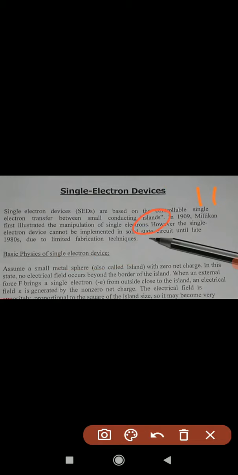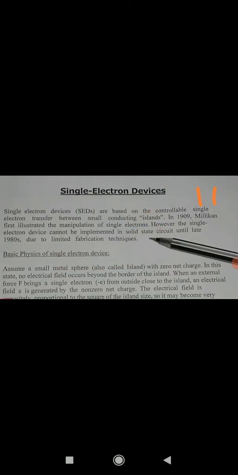This method or these devices were invented by Millikan in 1909, who illustrated the manipulation of single electrons. However, the single electron device could not be implemented in solid state circuits until the late 1980s due to limited fabrication techniques. Basic physics of single electron device: assume a small metal sphere.